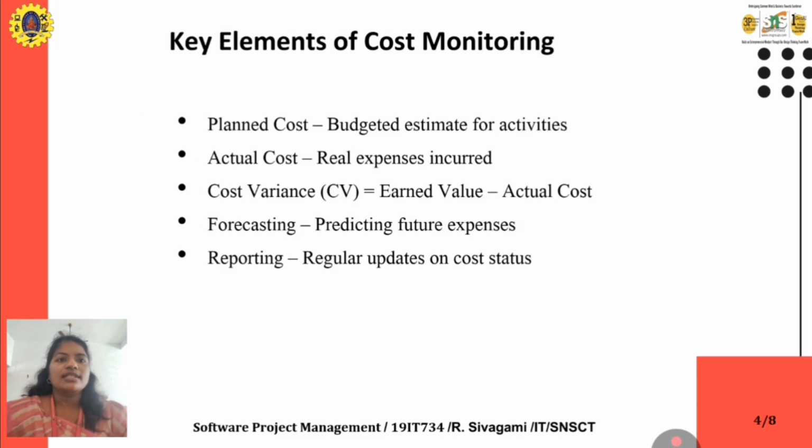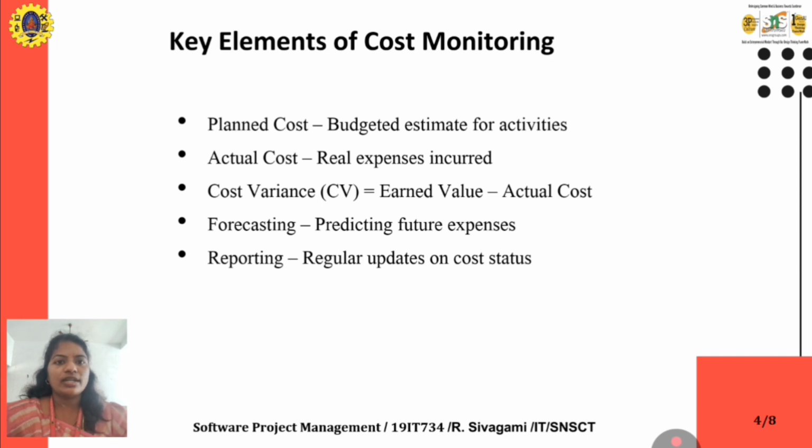The next one is the key elements of cost monitoring. What is meant by key elements? Planned cost. I already said that before we start our project we should plan our cost. It is the budget estimate for every activity. And then the actual cost, which is the real expense. After the completion of that project we know how much we spent on it.